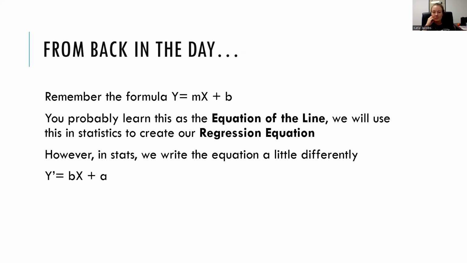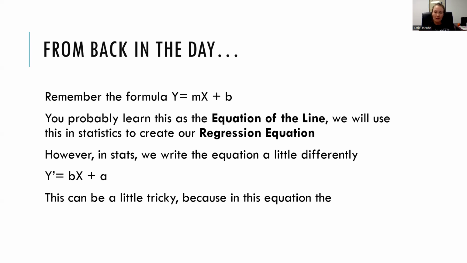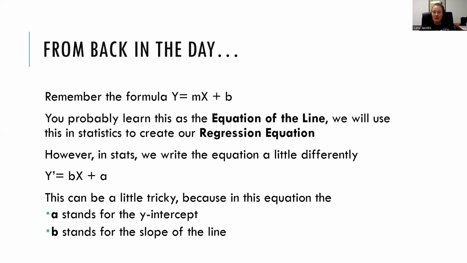Lowercase b is going to be the slope of the line. And then a is going to be our y-intercept. So again, this can be a little tricky because in this equation, a stands for y-intercept and b stands for slope of the line. And that kind of goes in complete conflict with what we learned back in the day. And it's really interesting because even though we have y equals mx plus b in America, that actually isn't the same equation that people use worldwide. So there's a few different ones that mean the same thing.